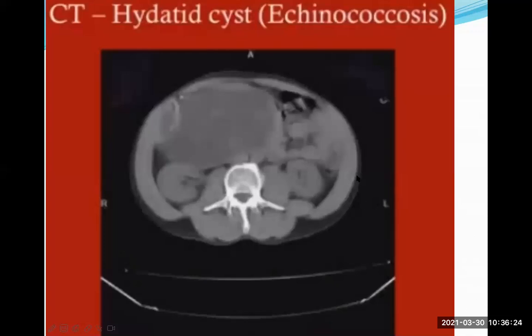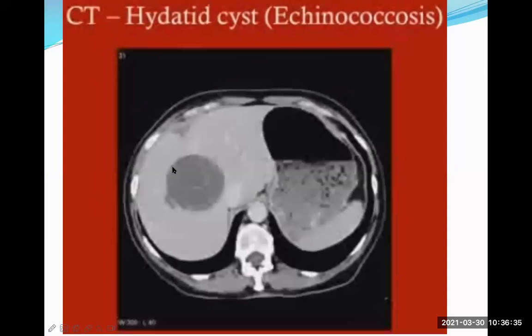Now this is another CT scan which is showing a hydatid cyst here. It's a big massive cyst here. This whole area is cyst. See this? This is an even better picture. This is the cyst here. It also has multiple loculi. I can see the septation there.